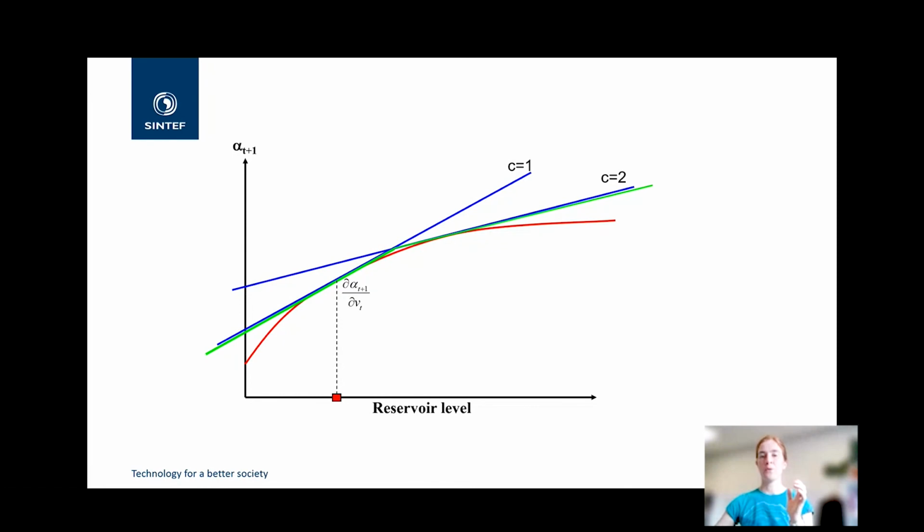And the slope of these cuts, this is how much the expected future income will change due to a change of the reservoir volume. The cuts are produced in the backward recursion, but they are tested in the forward simulation to see if these cuts, if this strategy makes sense.